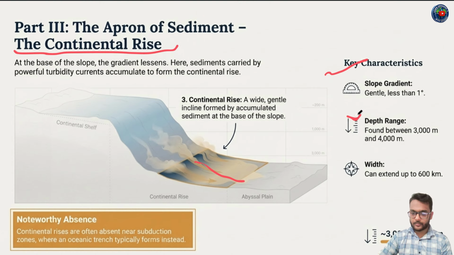Depth range found between 3,000 meters and 4,000 meters. Width can extend up to 600 kilometers. Noteworthy absence: continental rises are often absent near subduction zones where an oceanic trench typically forms instead.